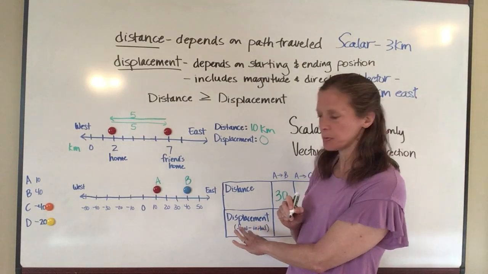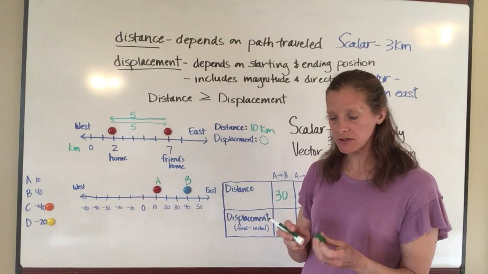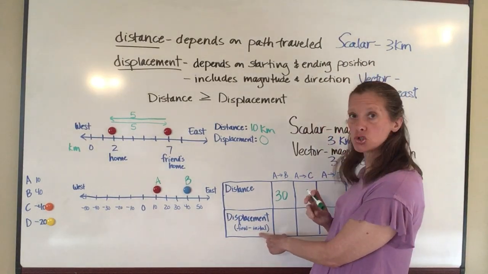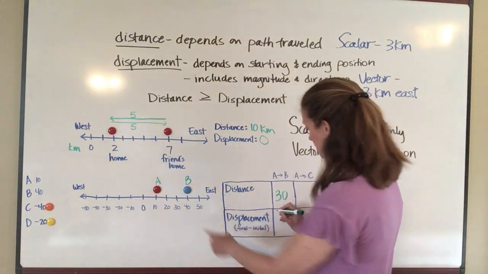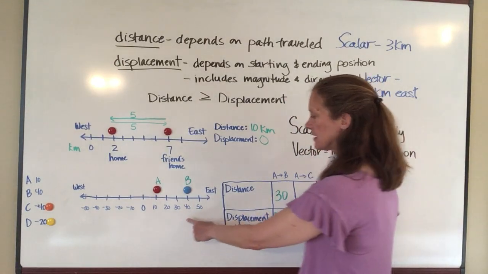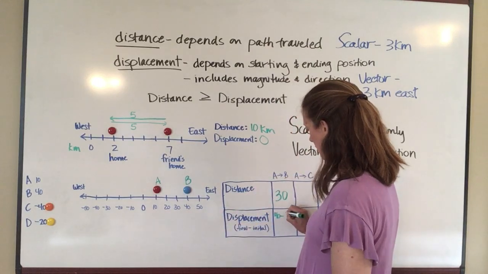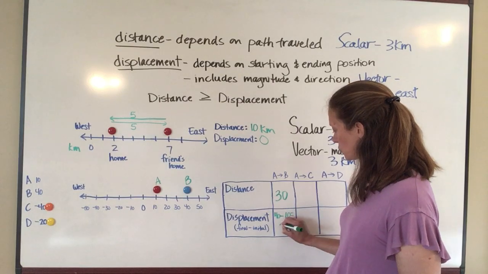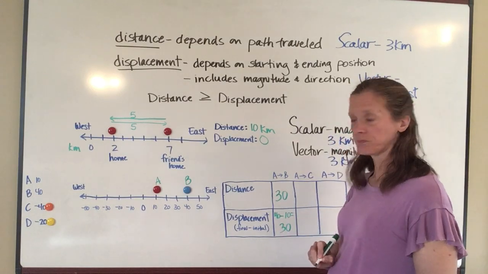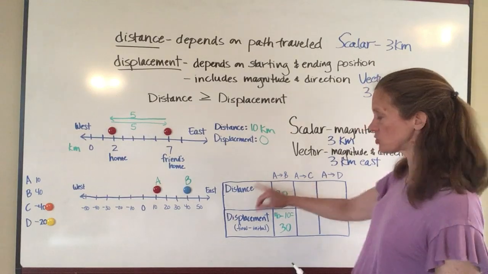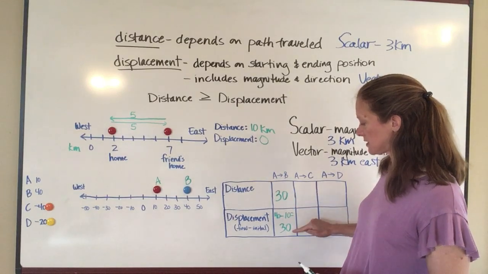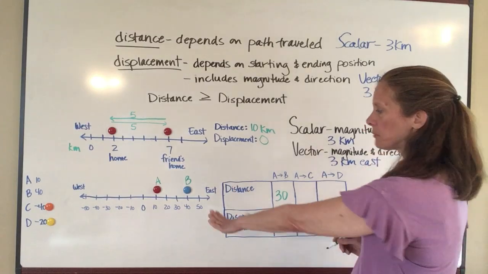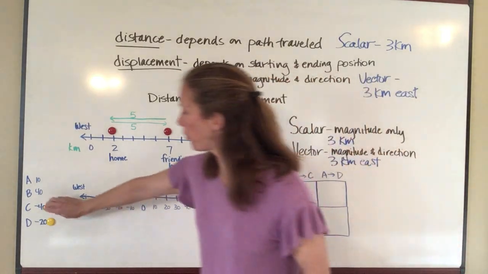So what's my displacement? Well, displacement is always calculated taking your final position minus your initial position. So my final position is at 40. My initial position was at 10. So if I take 40 minus 10, then my displacement is going to be 30. Okay, so in this case, you can see that just going from A to B, my distance and my displacement are exactly the same.